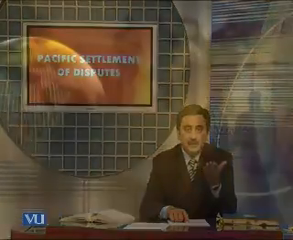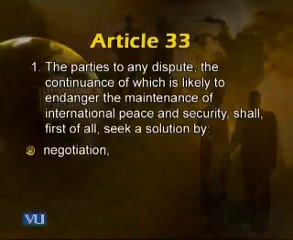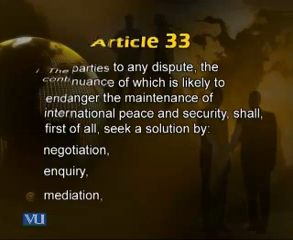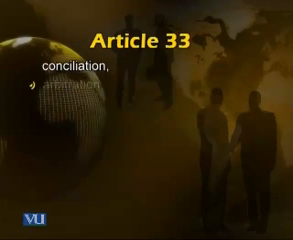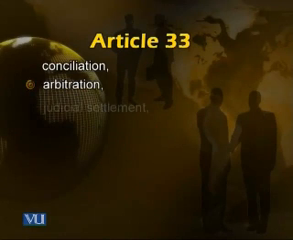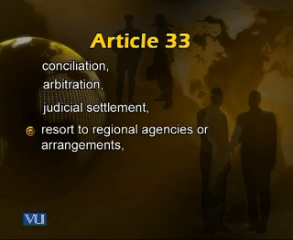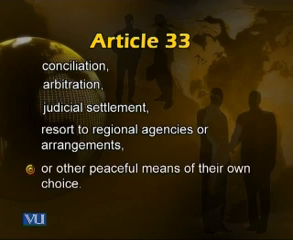اب اس کی طرف دوبارہ ہم 1 by 1 کر کے جاتے ہیں اس کانٹیکسٹ میں. نمبر 1 کیا ہے؟ Negotiations. نمبر 2 کیا ہے؟ Inquiry. نمبر 3 is mediation. نمبر 4 is conciliation. نمبر 5 is arbitration. نمبر 6 is judicial settlement. Number 7 is resort to regional agencies or arrangements. Number 8 is peaceful means of their own choice. Or number 9 is Security Council recommendations of any other nature.